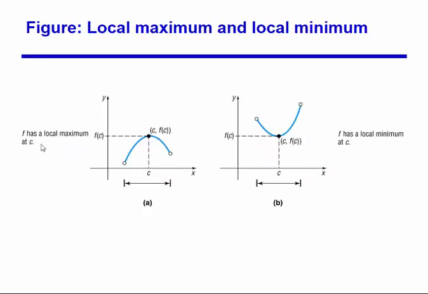We're going to use a graph to locate local maxima and local minima. You can see that that's the highest point of the graph in its interval. That's a local max. And then this will be a local minimum.